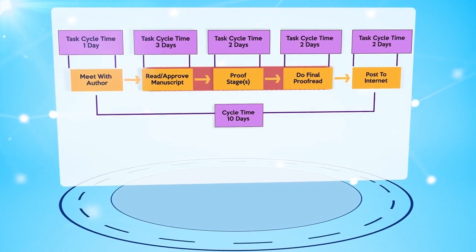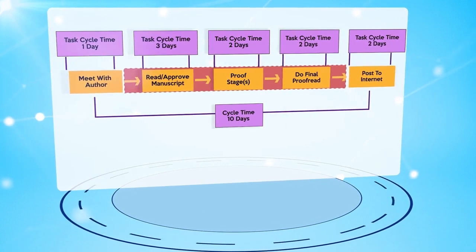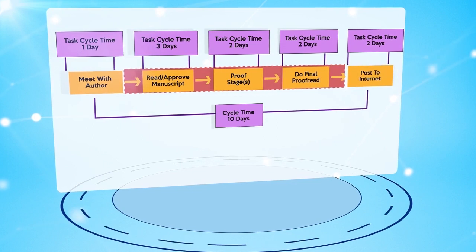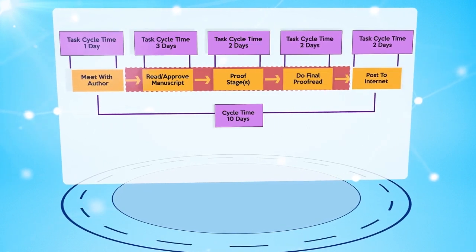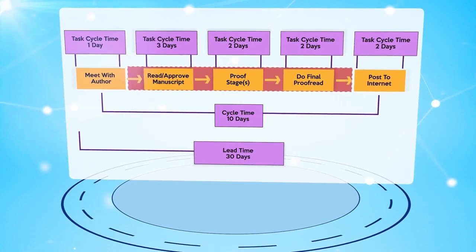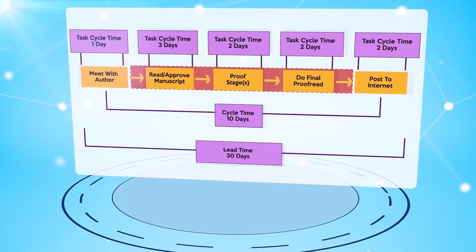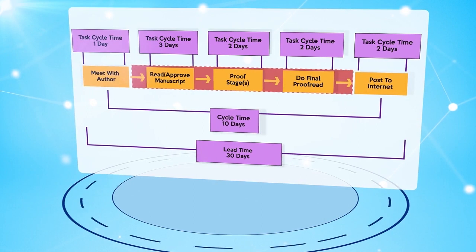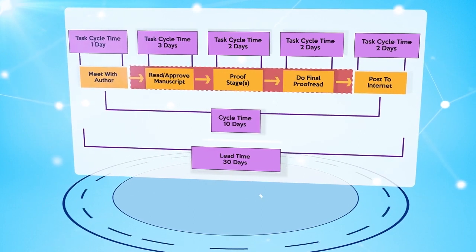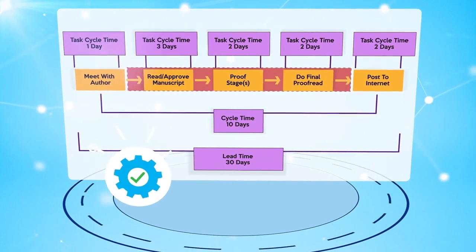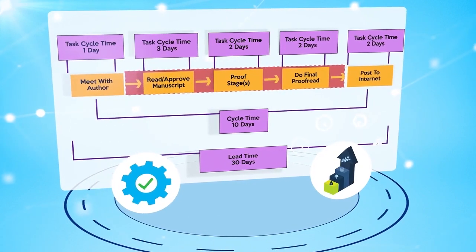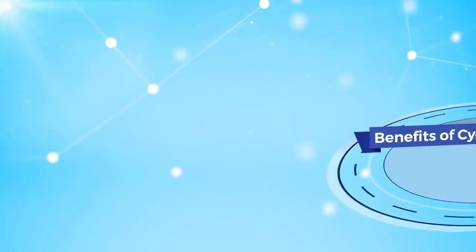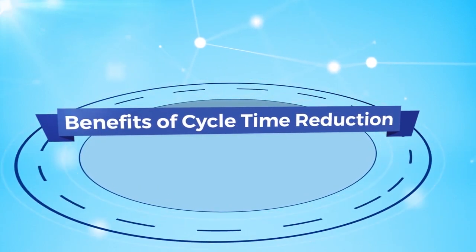However, there are inefficiencies, wait times, and delays within the process that cause it to take far longer than the cycle time of 10 days. When these wait times are included, the result could be a lead time of 30 days. Understanding cycle times and lead times is very important when determining the efficiency of a process or exploring opportunities for process improvement. There are many benefits to reducing cycle time.